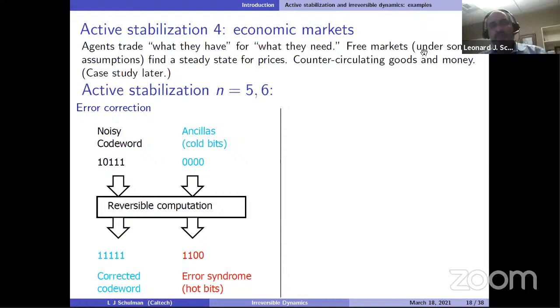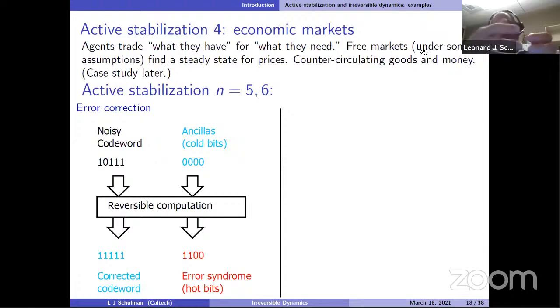Another really important case of active stabilization that is definitely not reversible is everything that we do for fault-tolerant computing. On this left-hand panel, I want you to imagine you have a system. You're trying to store bits, but they're subject to noise. On the upper left-hand side, you have this noisy code word, and it's getting corrupted. Thermal noise is corrupting the bits in your storage. It may be a classical, it may be a quantum system. And you come along with cold bits, which we in quantum like to call ancillas, and in classical we just say known bits. They're zeros, and then we do a reversible computation that's the actual error correction.